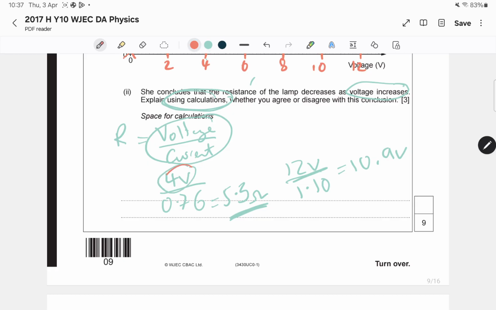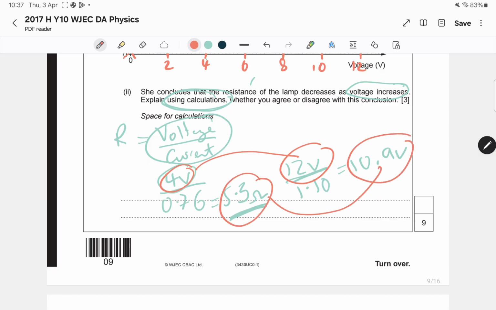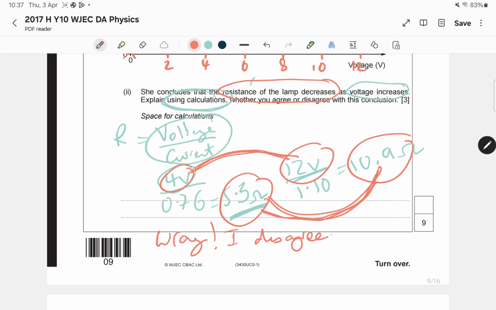As the voltage has increased, what's happening to the resistance? It's not 10.9 volts, it's 10.9 ohms. As the voltage is getting bigger from 4 to 12, what's happened to the resistance? The resistance is getting bigger. This person said it gets smaller. So they're wrong. I disagree. The resistance is getting bigger. It's increasing. That's question 3.